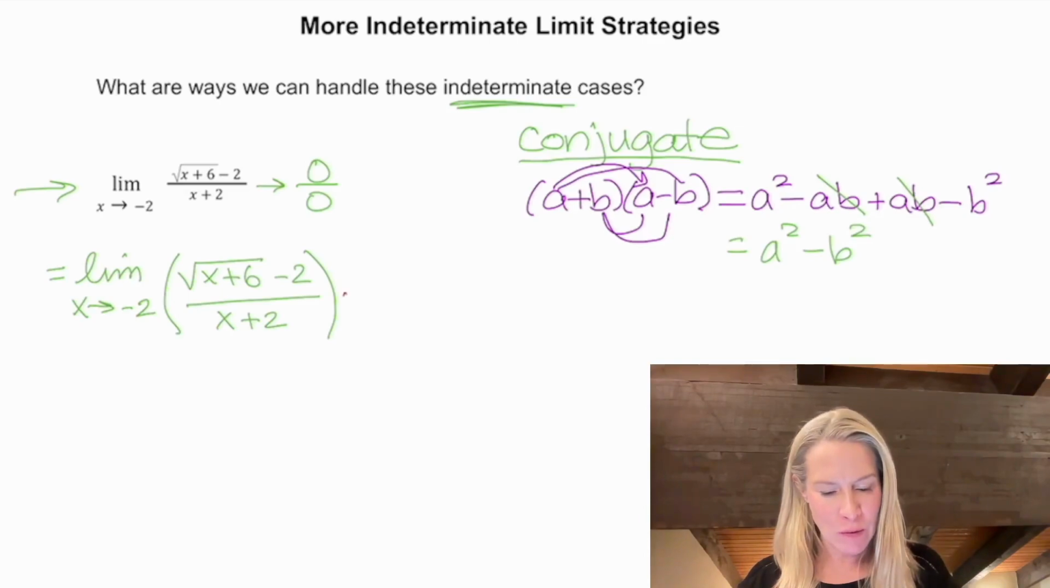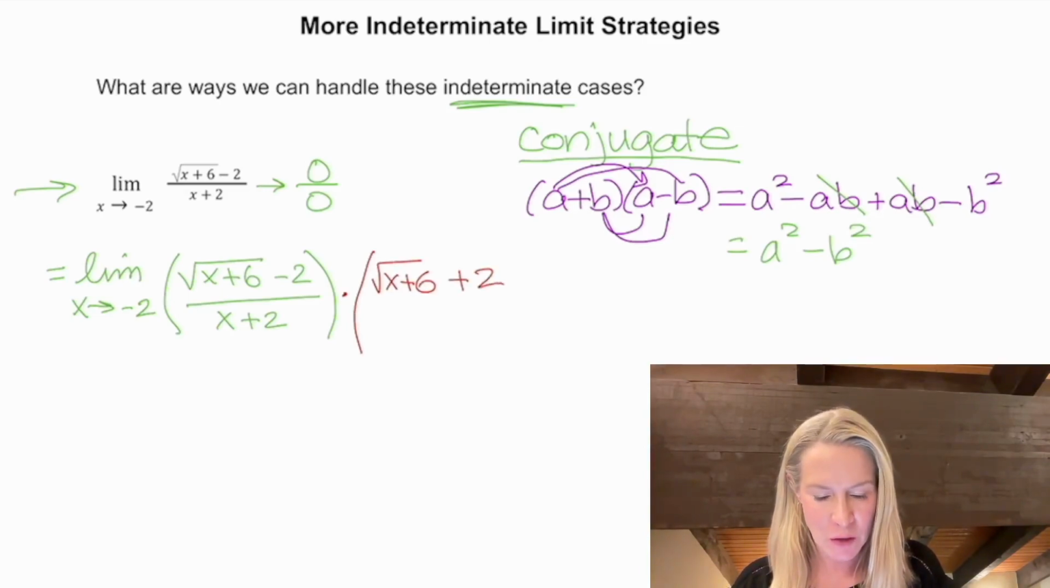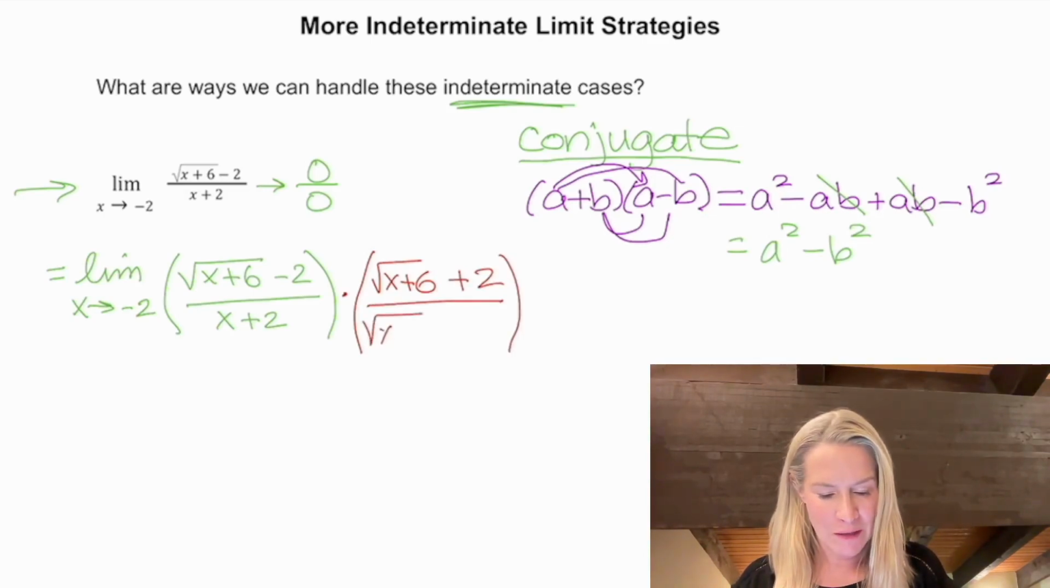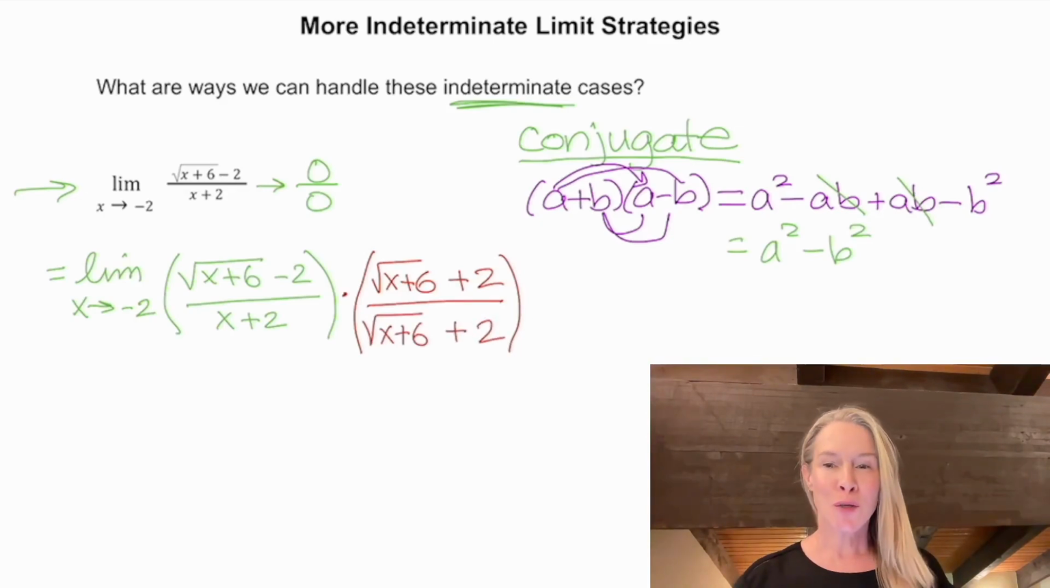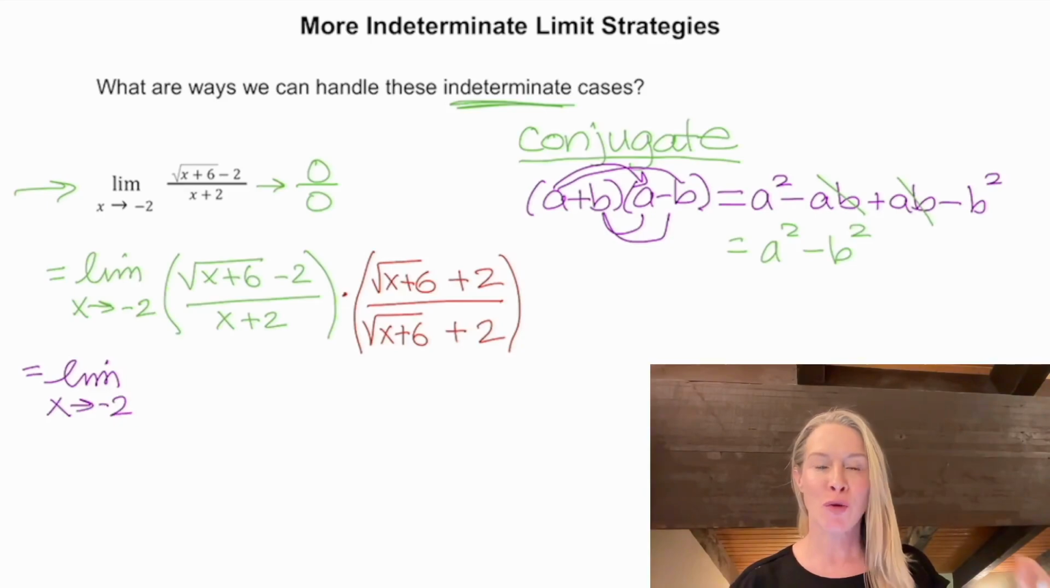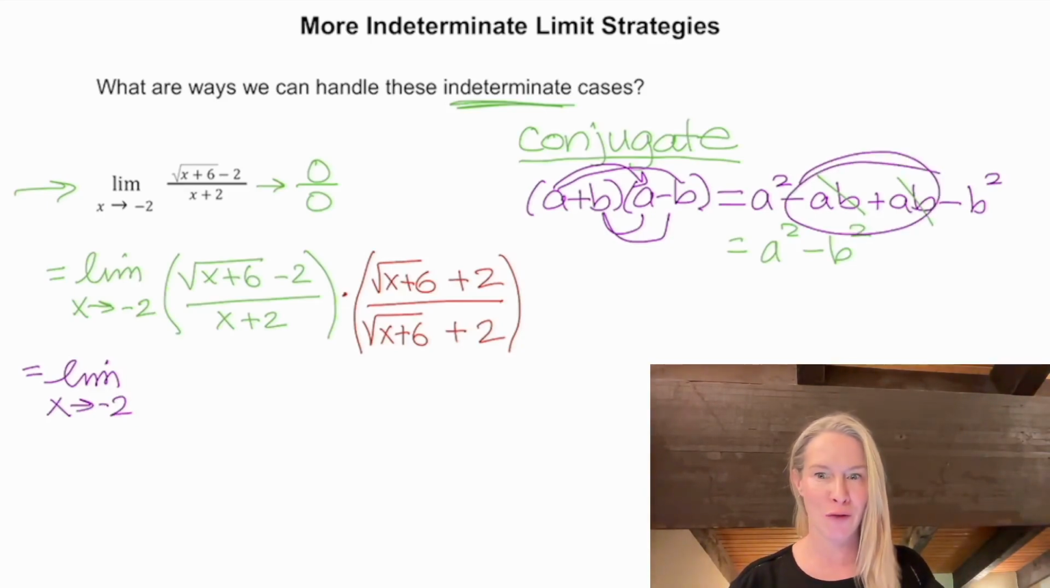What we're going to do is multiply our limit by 1, but that 1 is going to be in the form of root x plus 6 plus 2, notice that's the conjugate of the numerator of the original function, over itself, root x plus 6 plus 2. So as we start multiplying this out, because we're multiplying conjugates together, those two middle terms are going to fall out, are going to add to 0, just like they did over here.